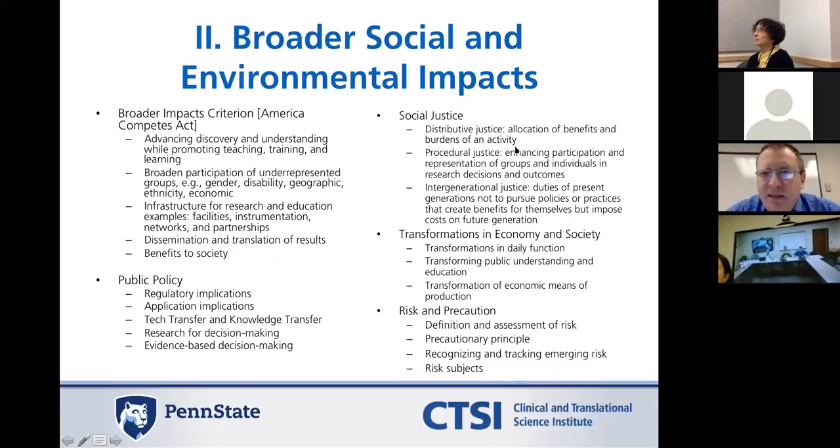And then, I'm not going to go through too many of these, but social justice: distributive, procedural, intergenerational justice issues. What are the implications and transformations to economy and society? Are you going to change somebody's capacity to work in a particular field, like the example I used last time, an insulin pump, managing certain diseases, which enables certain economic transformations. And then, of course, risk and precaution, something we really need to take into account in terms of the broader considerations: not just risk to the subject population, but broader risk to society.